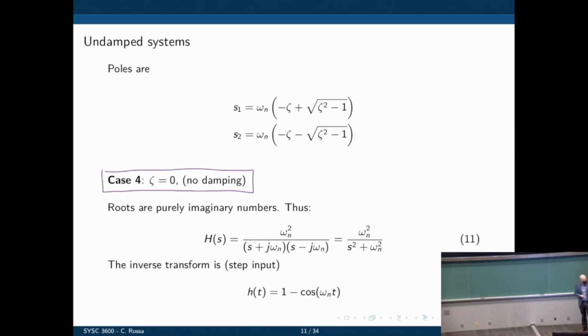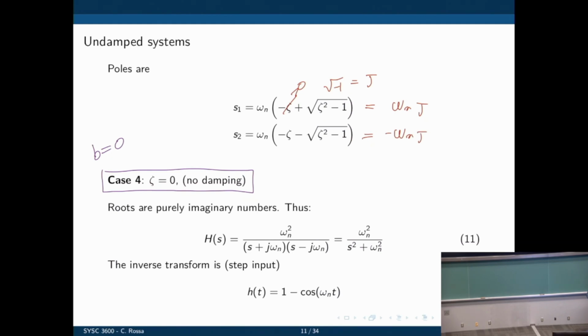No damping in this case of the mass spring damper system implies B equals 0. It's just a mass spring system. So hypothetically, if there is no damping, zeta is 0. What do we see here? Zeta is 0, so we have 0 here, and we have square root of -1 there. Square root of -1 is j. This becomes omega n times j, and this also becomes negative omega n times j.